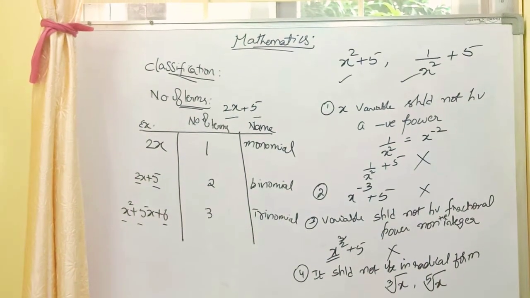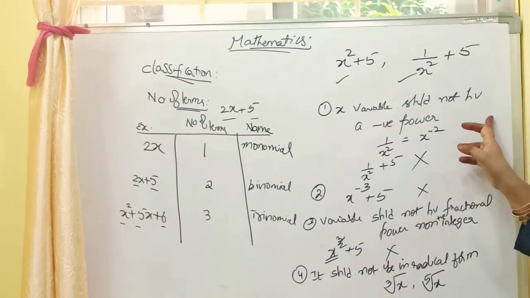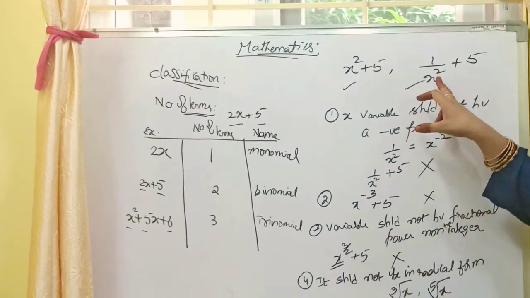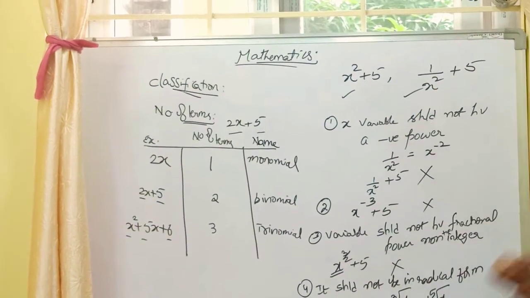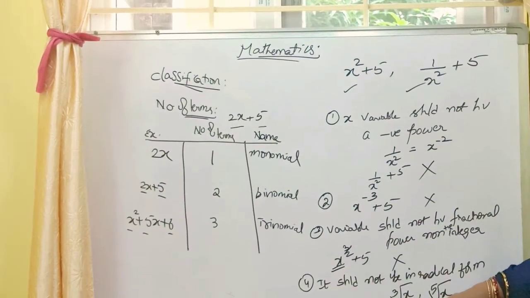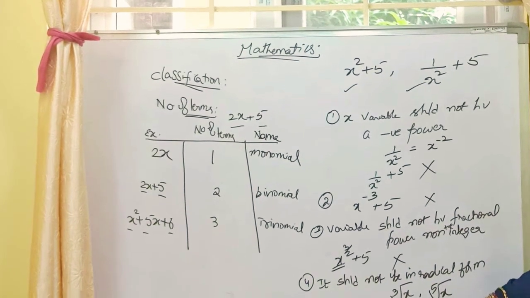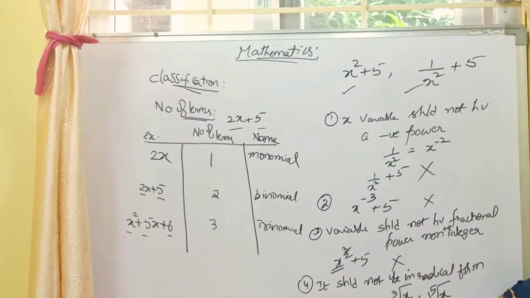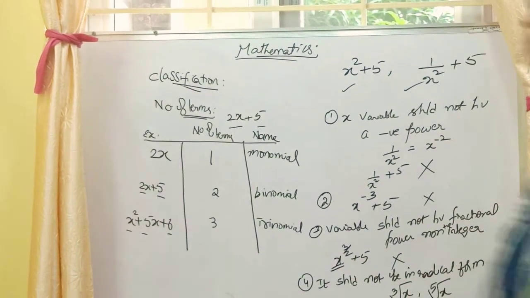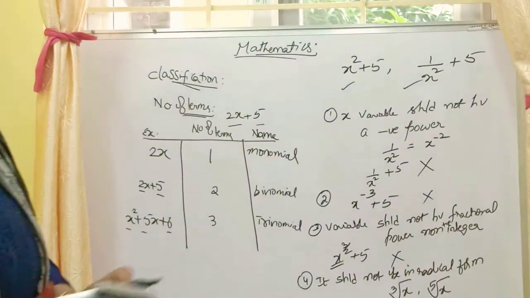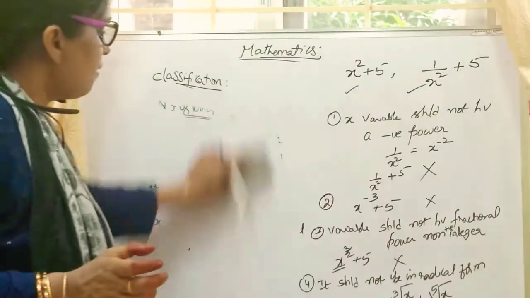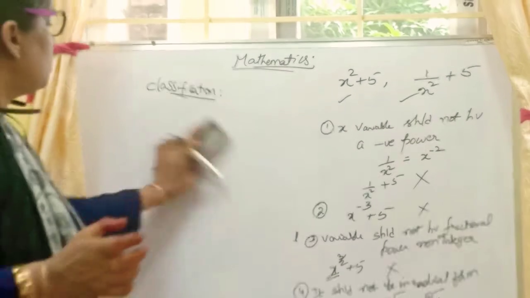So how do you verify whether the given expression is a polynomial or not? A variable should not have a negative power, or be in a denominator, or have a fractional power, or be in a radical form. Based on this, we will say whether the given expressions are polynomials or not. Let us go with some examples. I will send you the detailed notes once again. You don't need to worry.